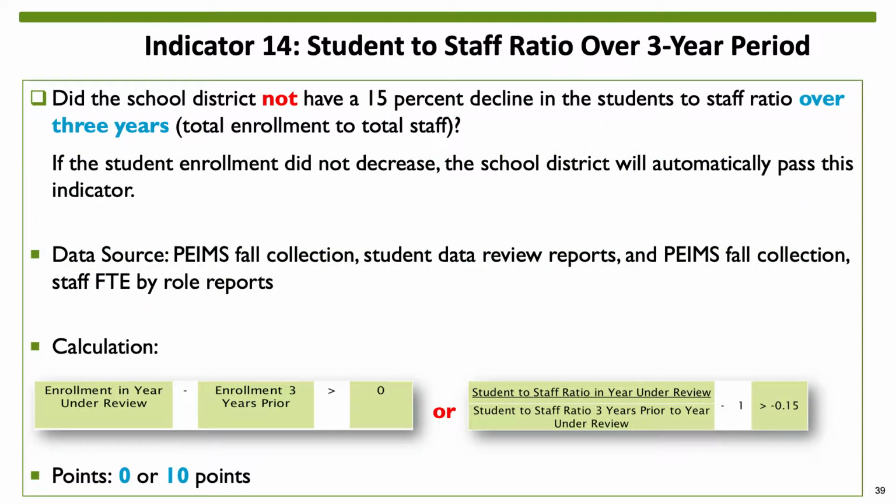Indicator 14 in the current system is indicator 12 now. It's just moving places to indicator 14. You still have 2 chances to pass it. We are making sure that you did not have a 15% decline in your student to staff ratio over 3 years. You can either pass it that way, or if your student to staff ratio in the current year under review, which will be FY20, compared to your student to staff ratio 3 years ago, didn't decrease, you pass it. So you got 2 chances to pass it. But nothing about it has changed, not the formula, anything. It just moved places.